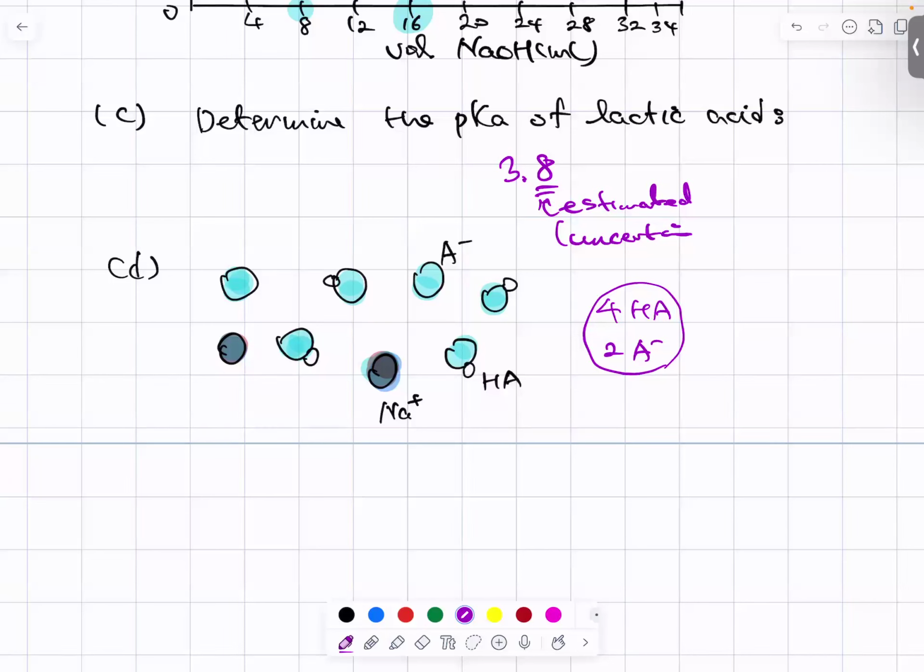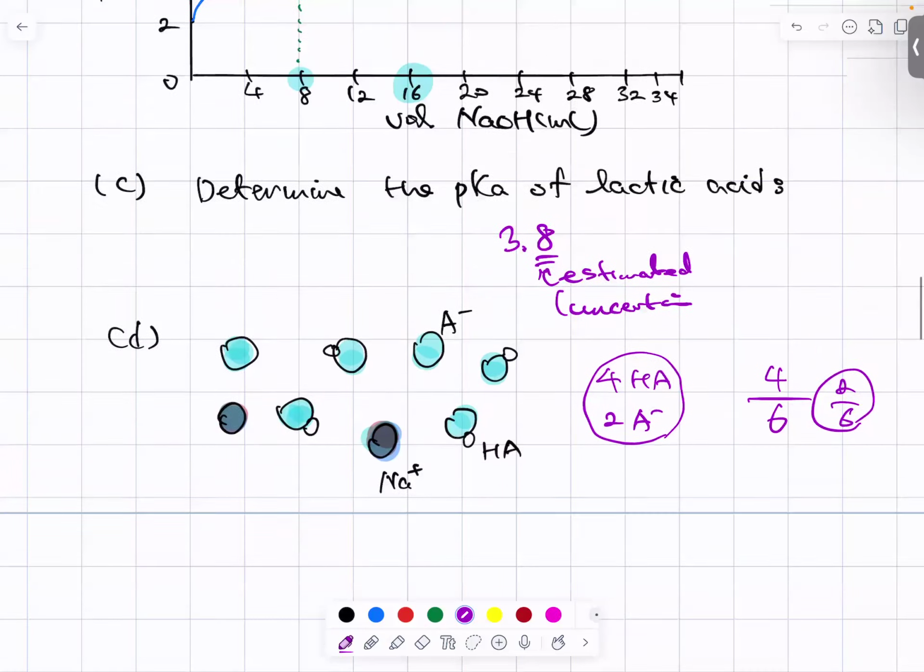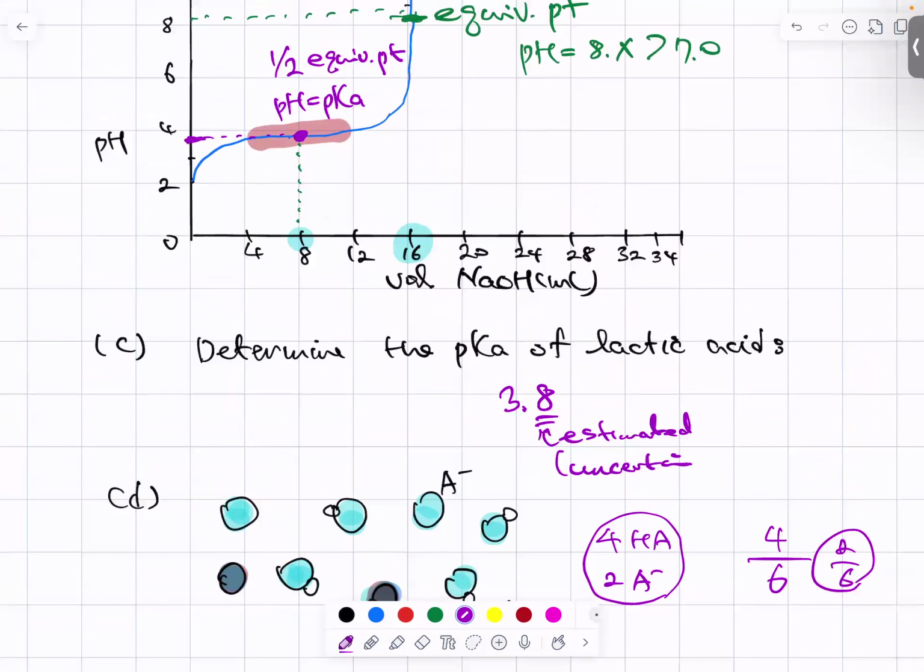So here, out of a total of 6, initially it was all lactic acid. Out of 6, only 4 of them remain, and 2 have converted into the conjugate base. So then this is 1/3 of the volume of the equivalence point. Here 16, 1/3 is 5.3. So about 5.3 here, this one will be our X.